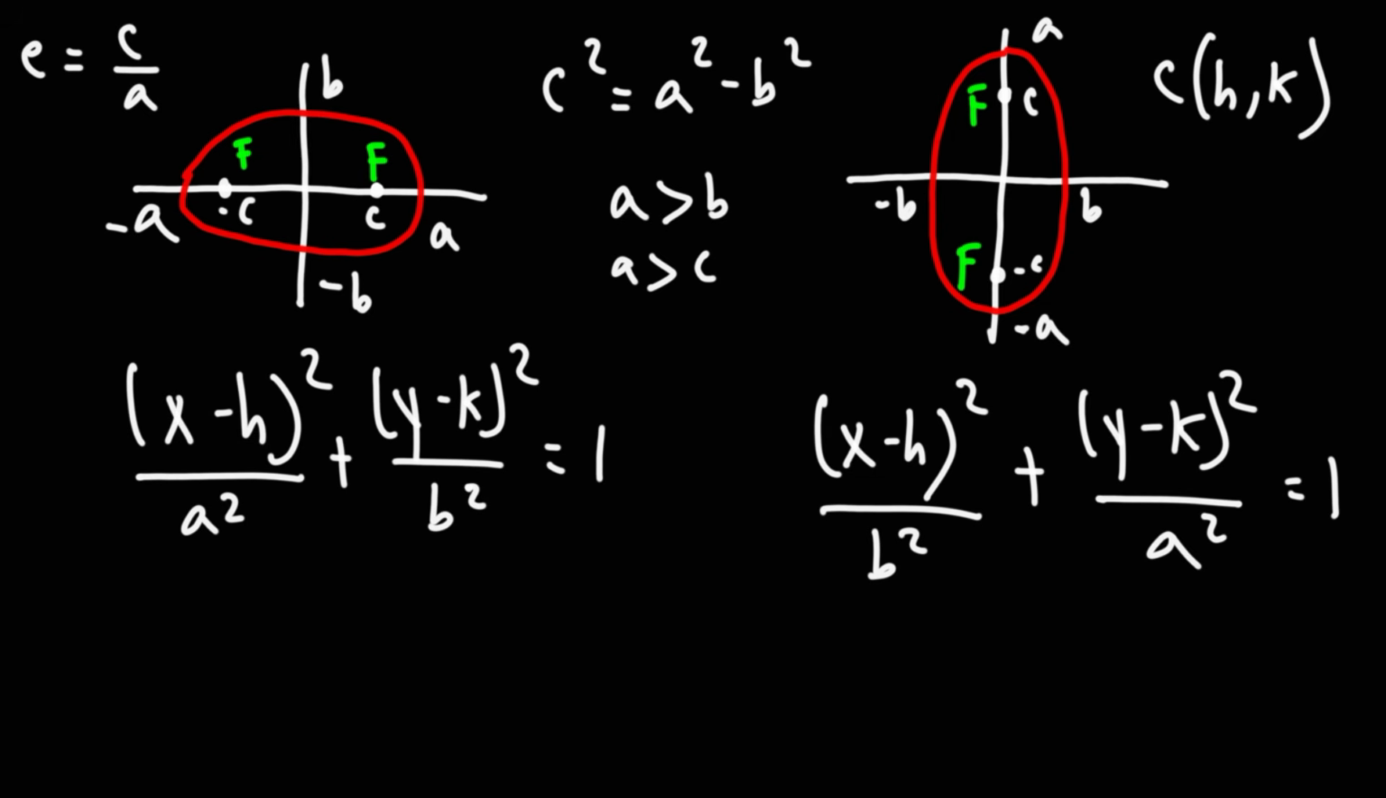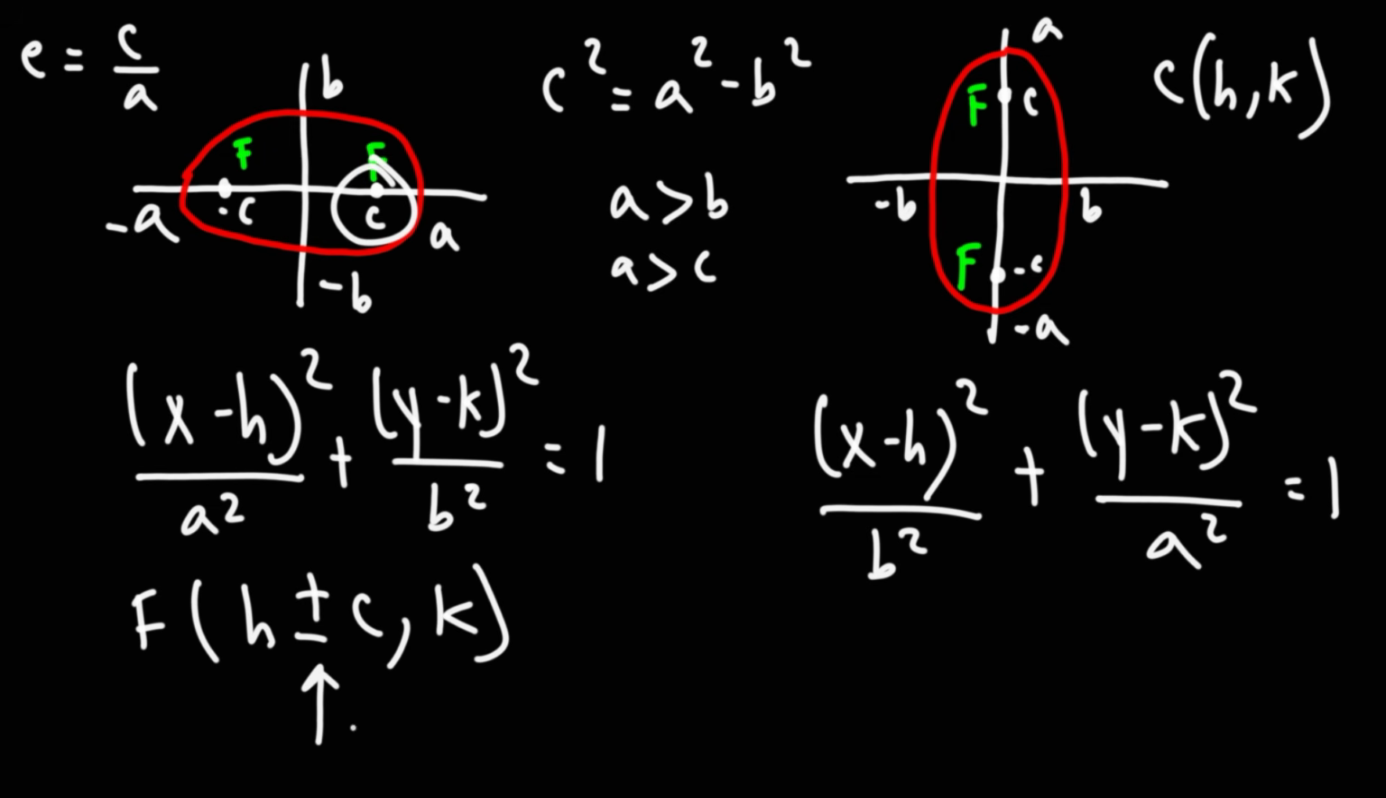For a circle, you really don't need to worry about that. But here's how you can find the coordinates. It's going to be h plus or minus c comma k. So because c is along the x-axis, it's going to be here with h in the coordinates for the foci. Now, on the right side, the coordinates for the foci is h comma k plus or minus c.